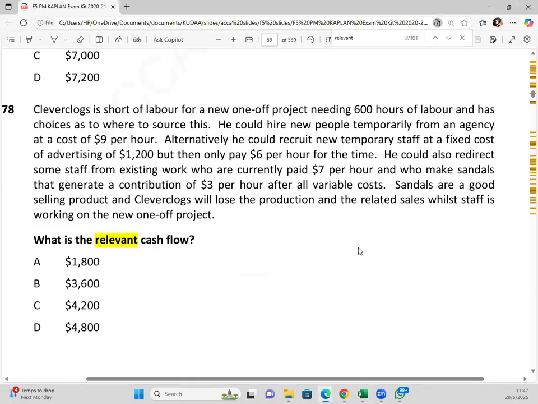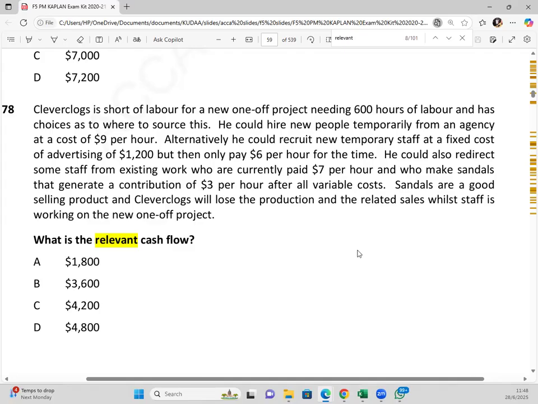So the third option is saying what? You could also redirect some of the staff from existing work who are currently paid $7 per hour and who would make sandals that generate $3 per hour after all variable costs. So there are other employees working in another department. These employees are being paid $7 per hour and are making sandals that are giving us a profit of $3 per hour. Sandals are a good selling product, and Clever Clogs will lose the production and related sales while staff is working on this job.